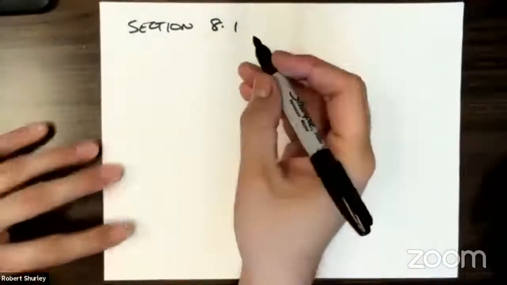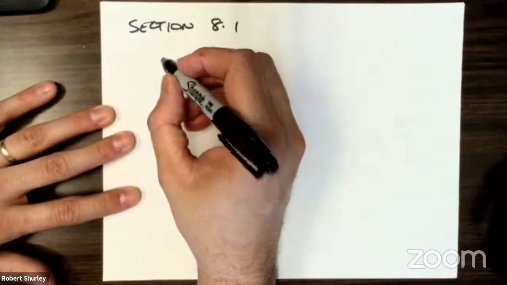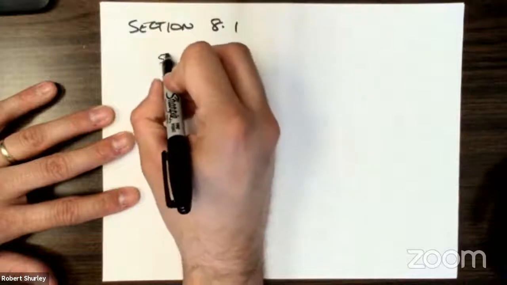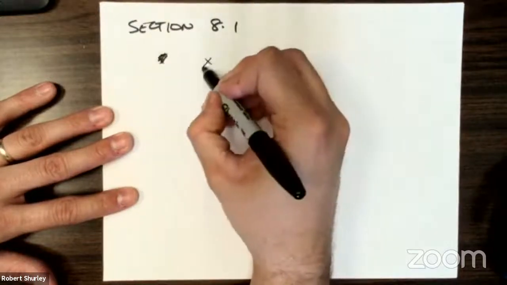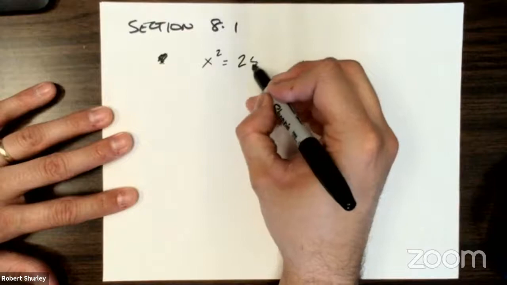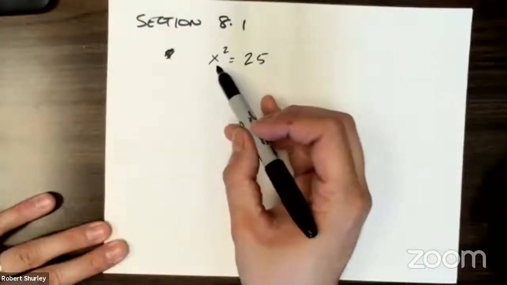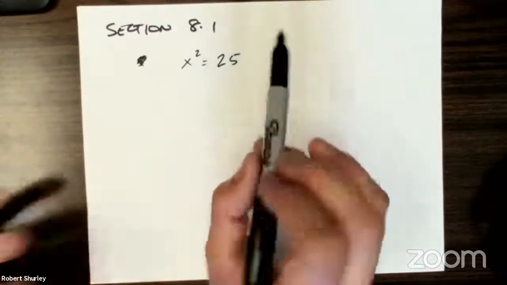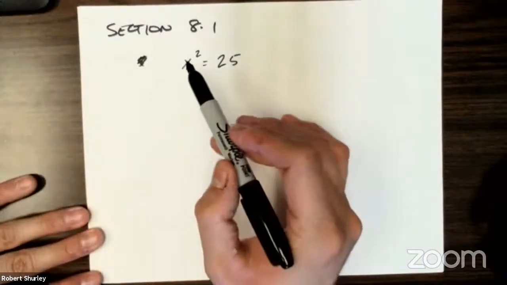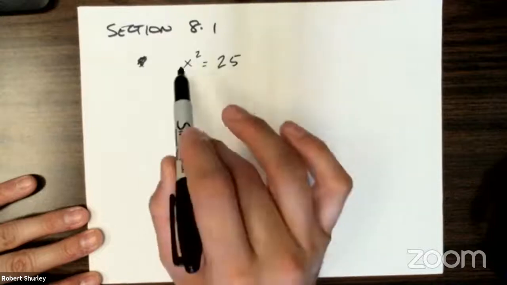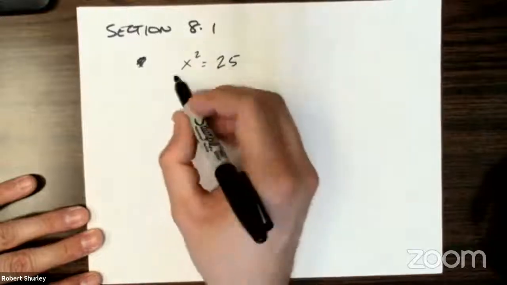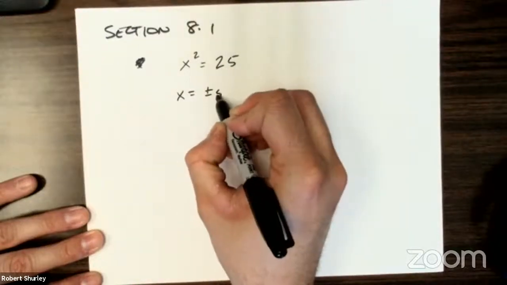So before we get started, we have to talk about this square root property. It says, if we know that some number squared equals another number, let's say we know that x squared equals 25, and we're trying to solve for x, the square root property says you have to include the positive and negative. Therefore x equals plus or minus 5.